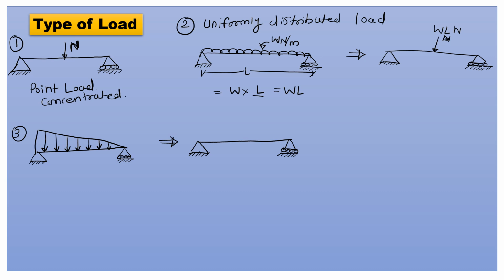And then next is uniformly varying load. The uniformly varying load is represented like this triangle, and this is the length, and here we also need to convert this triangular loading into a point load.